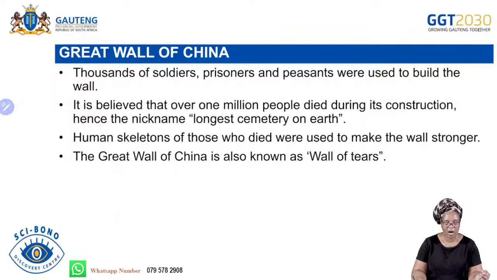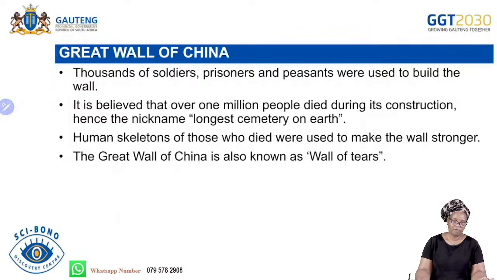What happened to those more than 1 million people who died during construction? Were they taken to a cemetery somewhere? No. They were buried right there. That's why it was known as the longest cemetery on earth. The human skeletons of those who died were used to make the wall stronger. So if you died there, you were not taken to a grave in a cemetery, but you were just used to enhance the strength of the wall. That's how the Great Wall of China was.